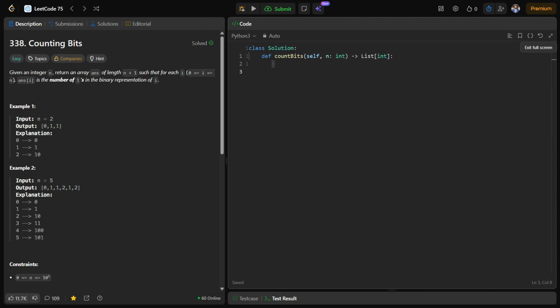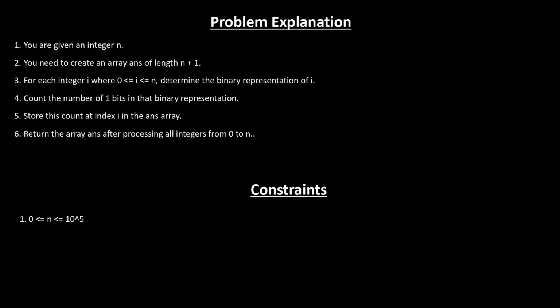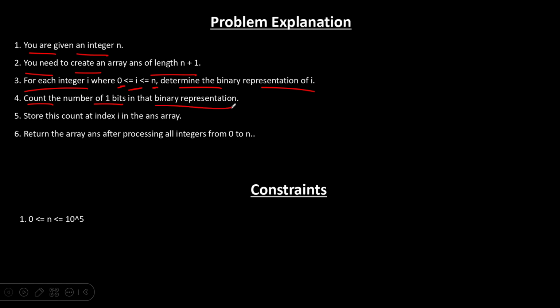I will request you to read the question beforehand as I will deep dive into the PPT and explain it in a simpler way. Now let's understand the problem in the easiest way possible. So you are given an integer n and you need to create an array answer of length n plus 1. For each integer I where I is from 0 to n, determine the binary representation of I and count the number of 1 bits in that binary representation.